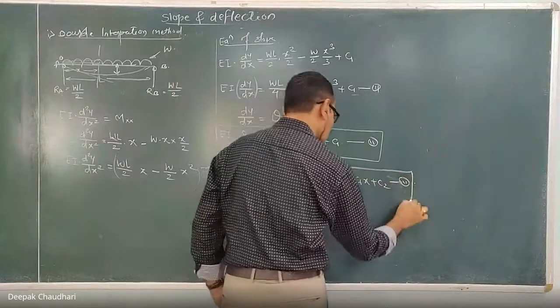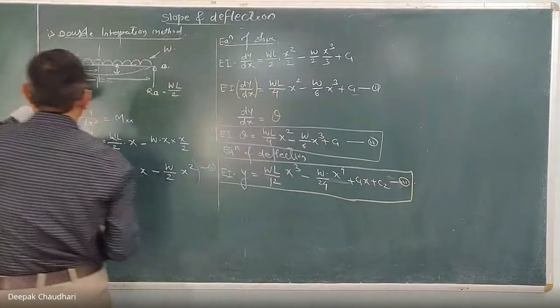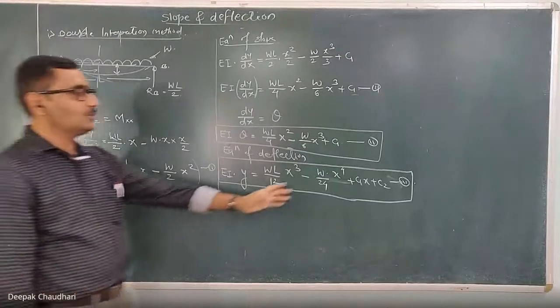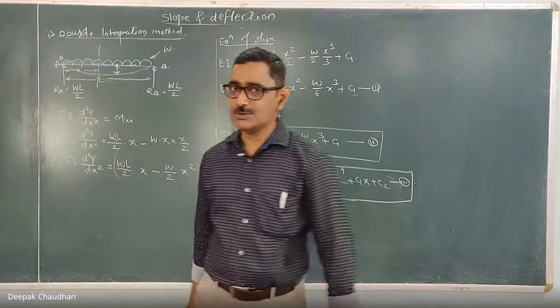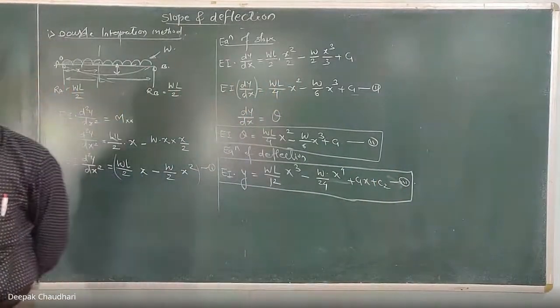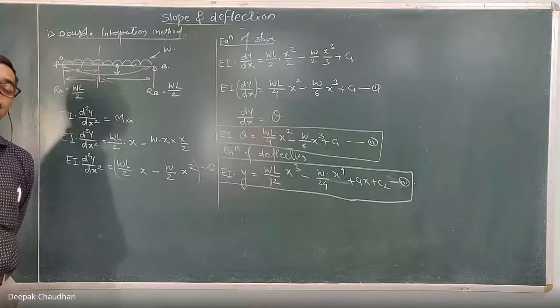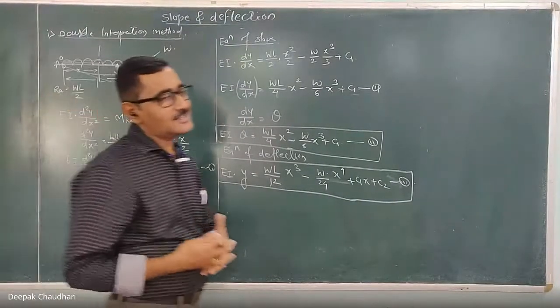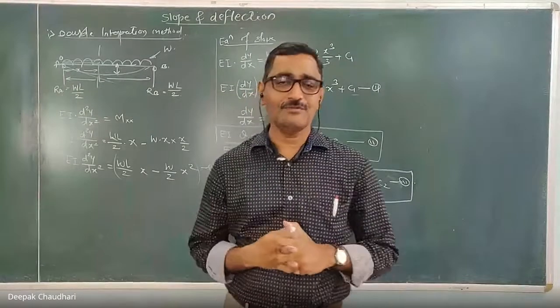We can use this equation of slope and deflection for this entire beam A to B, provided we know the values of C1 and C2. To calculate those constants of integration C1 and C2, we are going to use the boundary conditions here. Now, what boundary conditions do we have to use? But remember one thing.